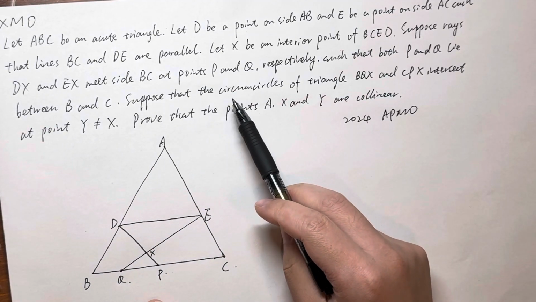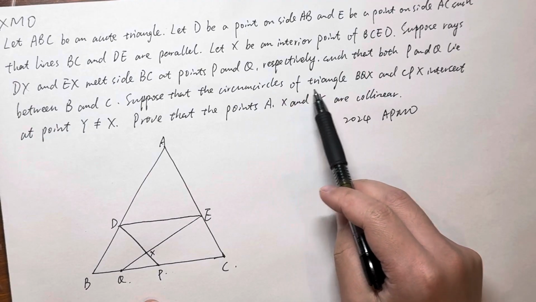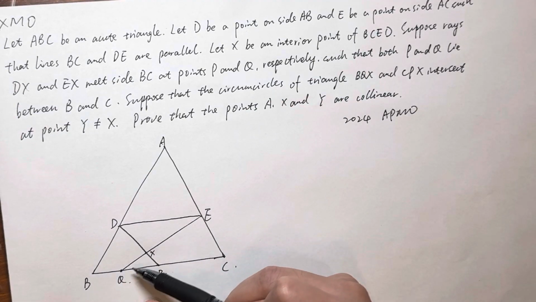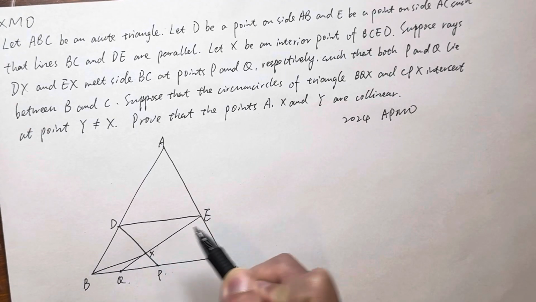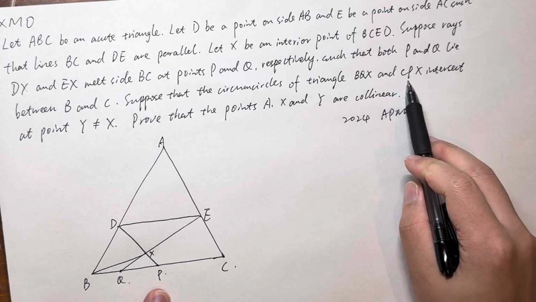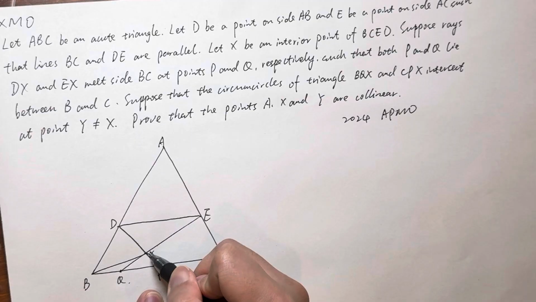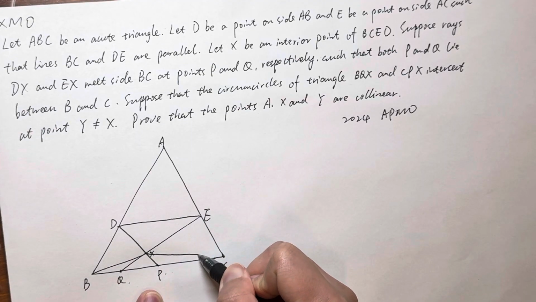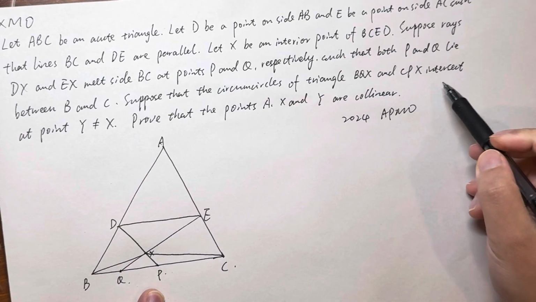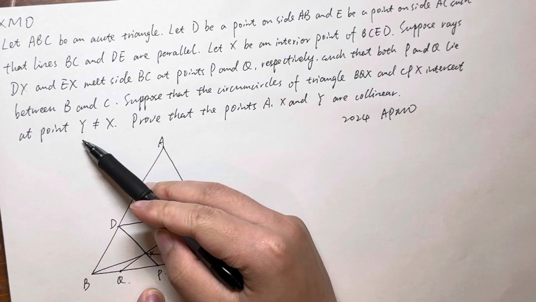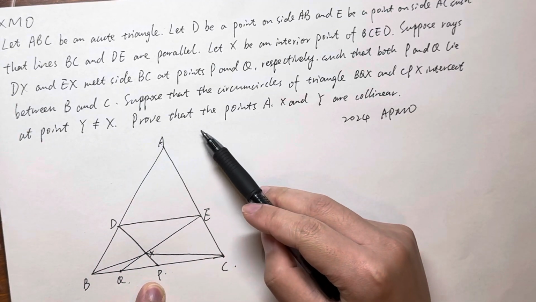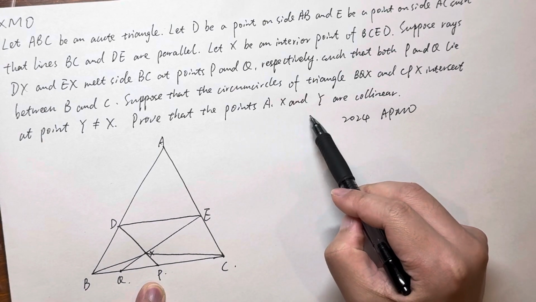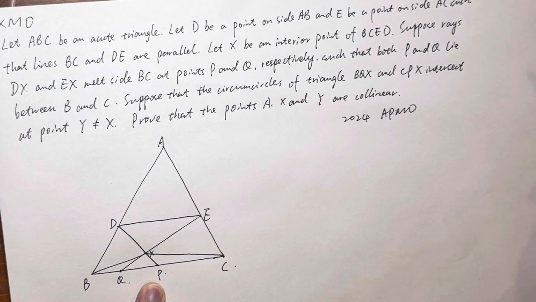Suppose that the circumcircles of triangle BQX and triangle CPX intersect at point Y, which is not X. Then prove that points A, X, Y are collinear.